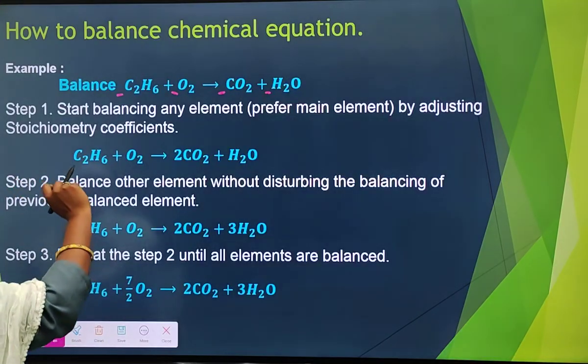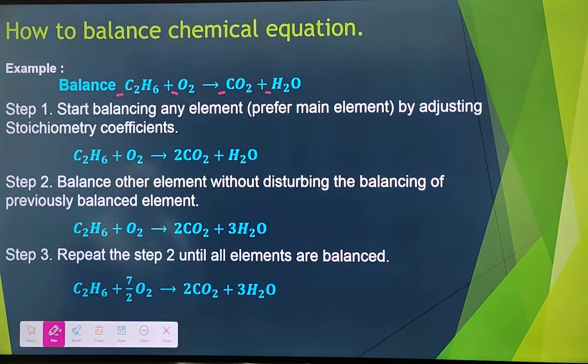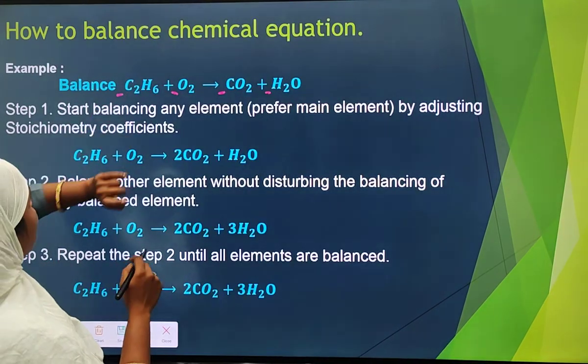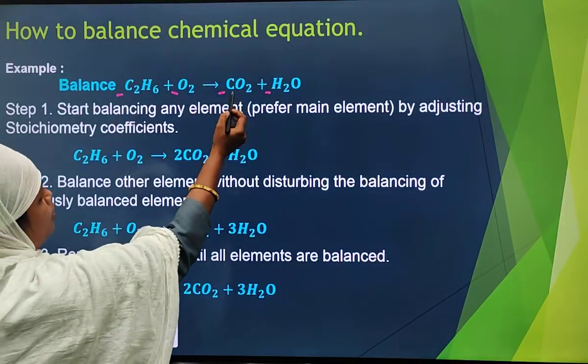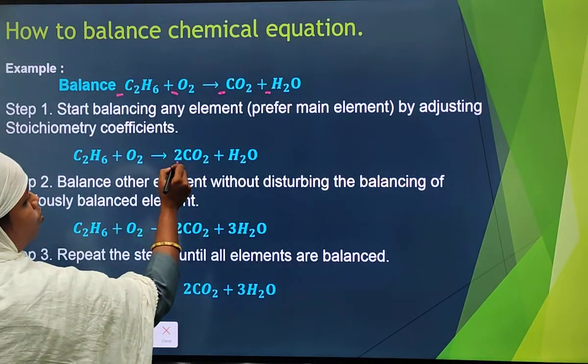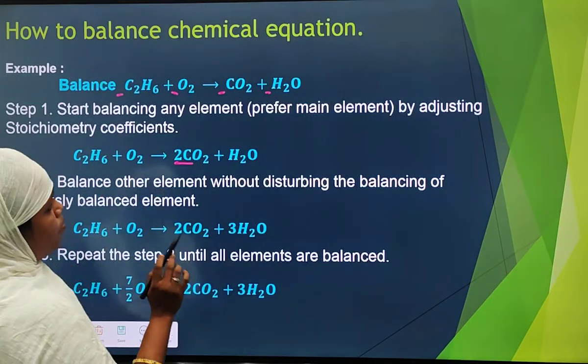So first you have to start balancing any element by adjusting the stoichiometric coefficients. Now you see there is C2H6 in the reactant, and we have seen over here there are 2 carbons in the reactant, but in the products there is only 1. So we have to adjust. So we are writing 2 carbon. So over here in the first step carbon is balanced.